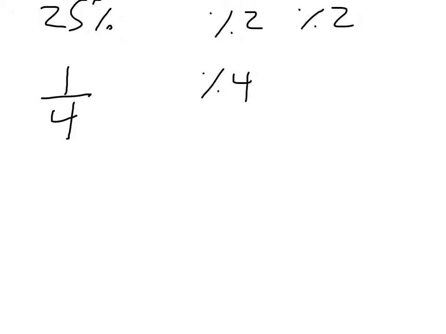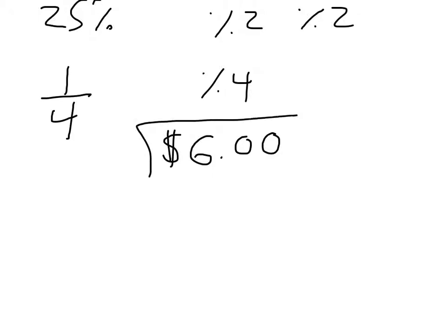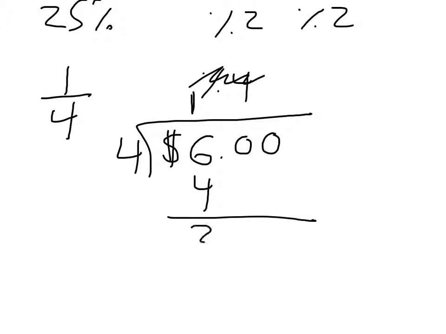So, for example, if you had $6 and you were only going to be able to keep 1/4 of your $6, how much would you get to keep? Well, it would be 6 divided by 4. So let's do that division. 4 goes into 6 one time. 4 goes into 20 5 times.